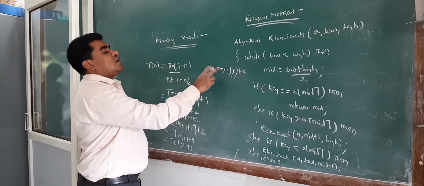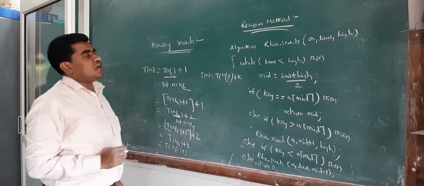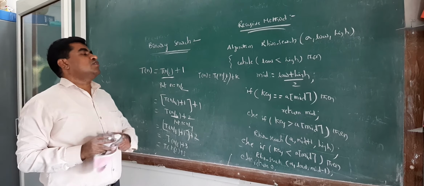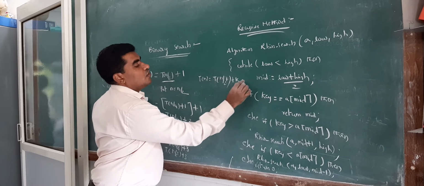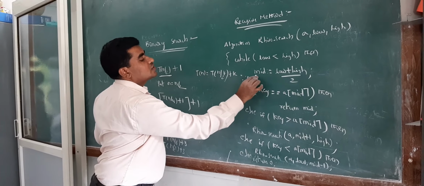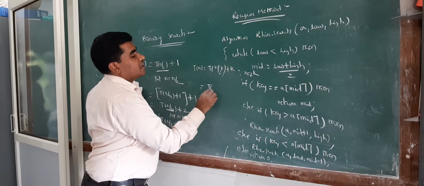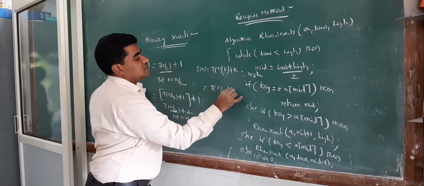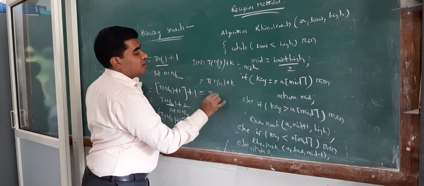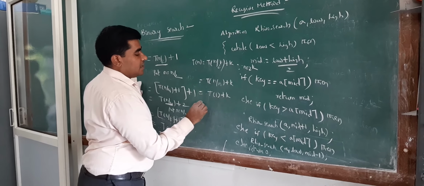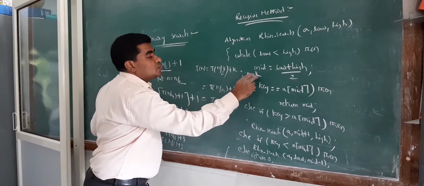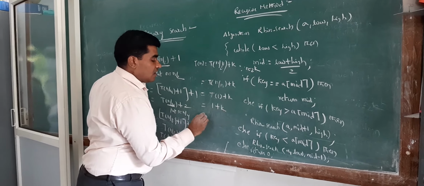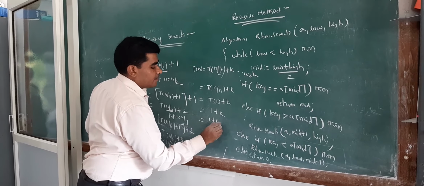We know the value of T of 1. When only one element is there, 1 unit of time is required. So it becomes T of 1 whenever n equals 2 raised to k. So n by n plus k, that is T of 1 plus k, which is 1 plus k. Since n equals 2 raised to k, what is the k value? Log n. So 1 plus log n.